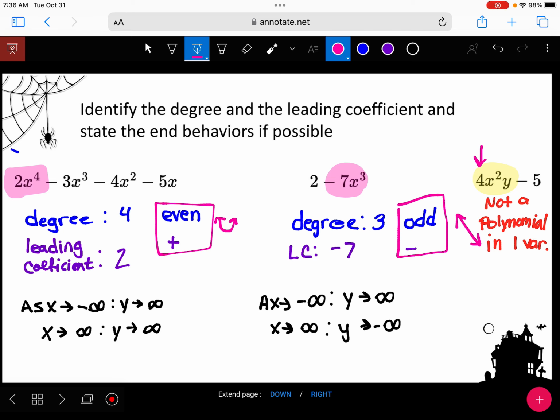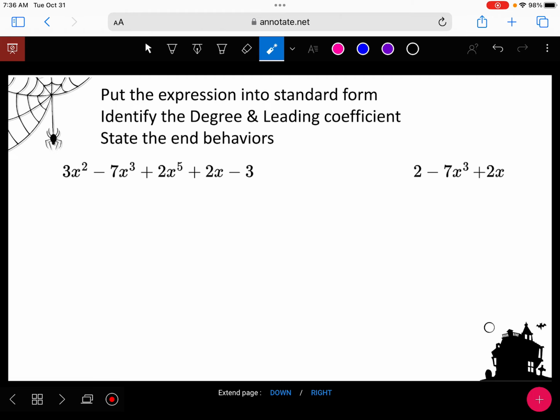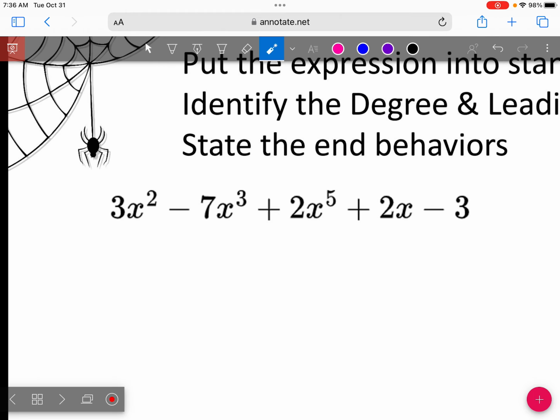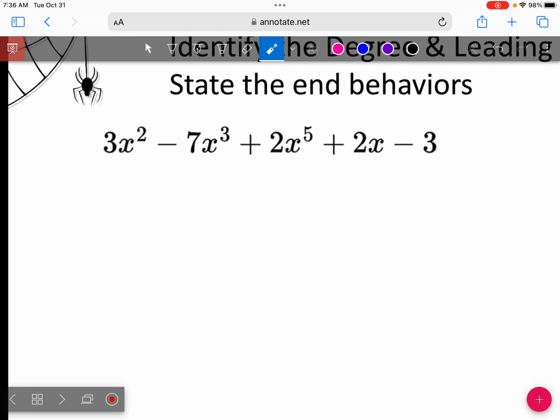Okay, so the next thing we're going to practice is the standard form thing. Putting these things in standard form, because sometimes they're not going to give it to us in standard form, and it would be helpful if we could do that. So I'm going to zoom it in here. We're going to work on this guy first. We have 3x squared minus 7x cubed plus 2x to the fifth plus 2x minus 3. And we want to put this in standard form. So write this whole thing down.